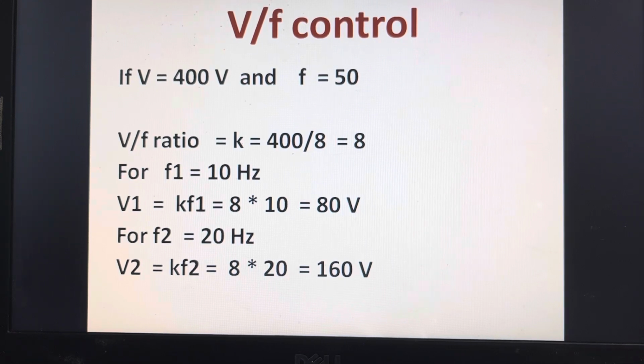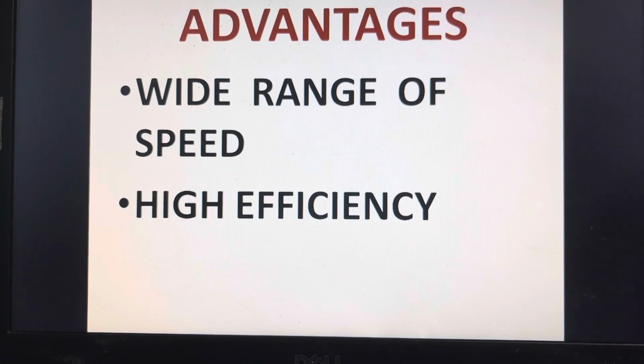As frequency is increased, we increase the voltage. And once we reach 400 volts, we clamp the voltage at 400 and increase only the frequency because the machine is designed for 400 volts. This is the concept of V by F control. So you have wide range of speed. By increasing the frequency, wide range of speed can be obtained and high efficiency. So Tesla has changed from induction motor to permanent magnet synchronous motor because PMSM has efficiency of about 90%.